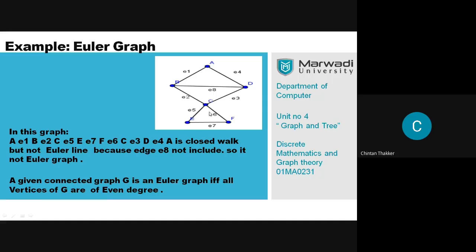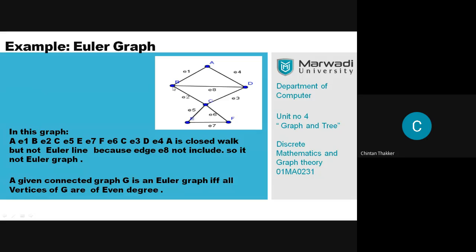Now here we have one theorem, for which we have the statement only. We are not proving this theorem. But see, if you want to check whether the given graph is a Euler graph, then you have to check the degree of all vertices. If degree of all vertices of the graph is even, then it is a Euler graph. If there is a vertex with odd degree, then that graph is not Euler graph.